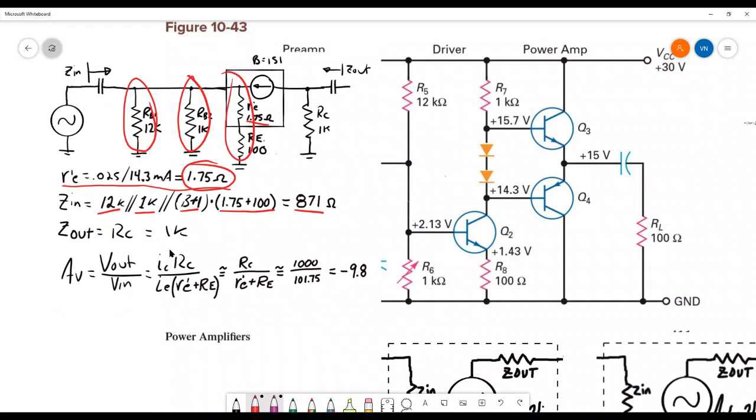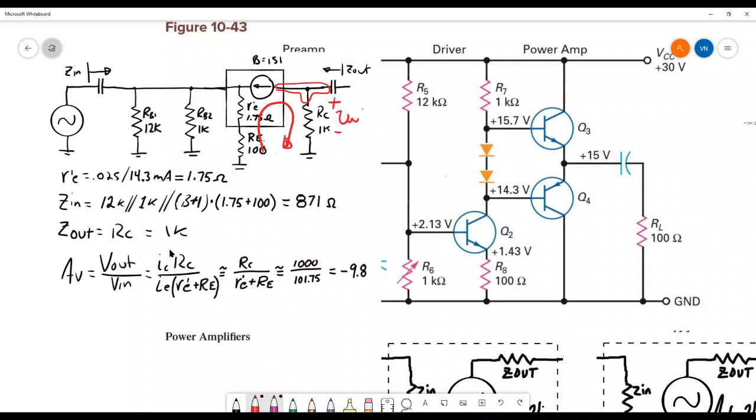The gain, Vout over Vin. For Vout over Vin, what I would do is identify those 2 points first. I would draw a little line that says, okay, this piece of wire here, this is Vout, and the current goes back and forth between collector and emitter, and the current goes through RC. So Vout, which is the voltage across this resistor, is going to be IC times RC. The collector current goes back and forth through this resistor. So that gets you Vout.